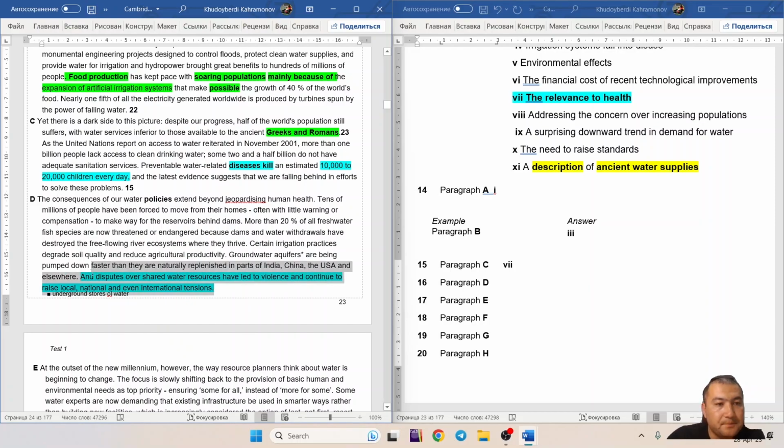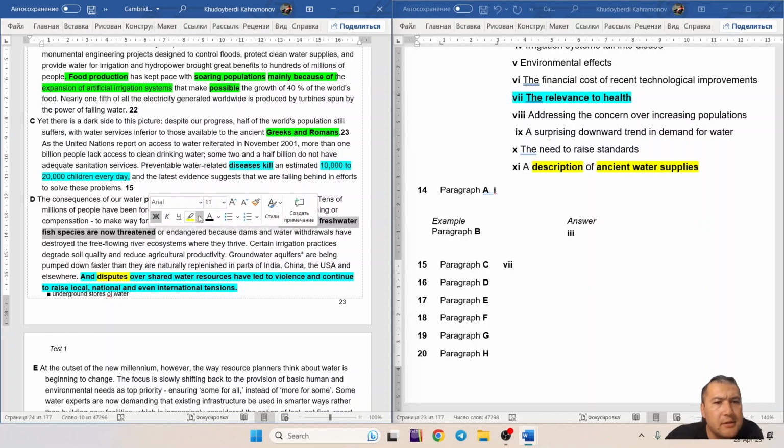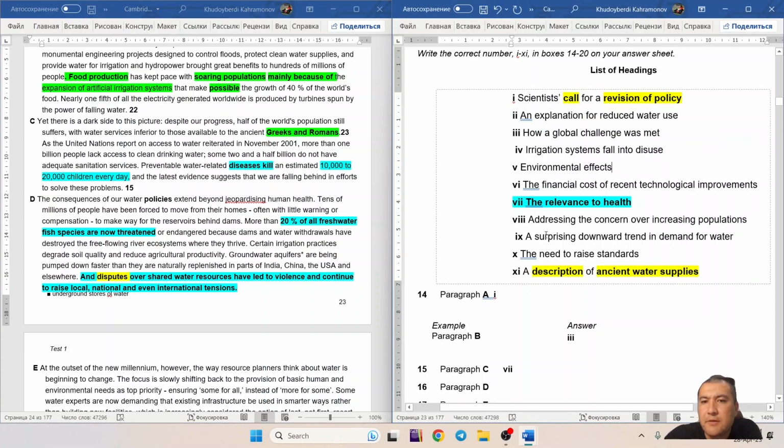It looks like a keyword here, right? So disputes here, it's talking about disagreements. Here it's a negative word, right? Of a shared water resource have led to violence. So it's talking about violence continuing to raise local tensions. So it's triggering local people, national people, or even international tensions, because it's talking about 20% of freshwater fish species now threatened. It somehow looks like the environmental impact, right? Yeah, it's talking about environmental impact.